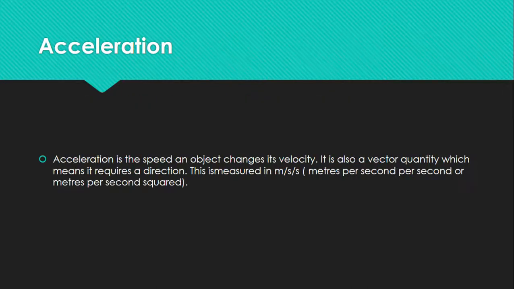Acceleration is the speed an object changes its velocity. It is also a vector quantity, which means it requires a direction. This is measured in m/s/s, which means meters per second, or meters per second squared. For example, when a basketball team wins a rebound, a point guard might accelerate from a jog to a sprint to make a break and potentially beat any defending players to the basket.